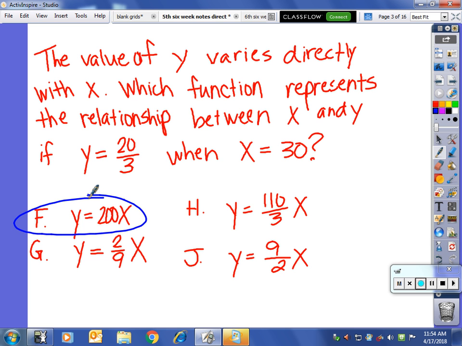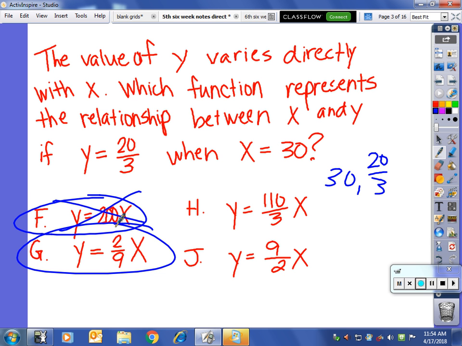They put in y equals 200x, looked at the t-chart, and they were looking for 30, 20 over 3, and it wasn't there. Then they went to y equals 2/9x, checked the t-chart. Guess what? It was there. And of course, it didn't say 20 over 3. It said 6.6 repeating. Or you had to know that that's 20 over 3.